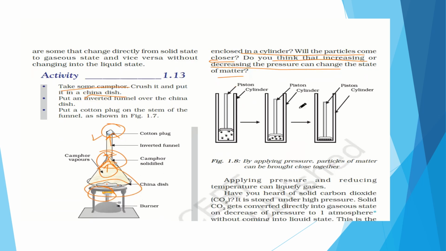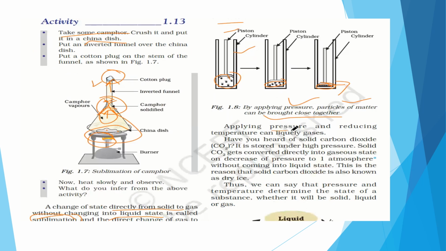So here you can see it's a piston. This is a cylinder. We started compressing. So by applying pressure, the particles can be brought very close together. So these are the particles of gas. They are being compressed so much that in the last part we can see that they are highly compressible. So applying pressure and reducing the temperature can easily liquefy the gases. So is it clear? You are applying pressure, you are reducing the temperature, and it can gradually liquefy the gases.